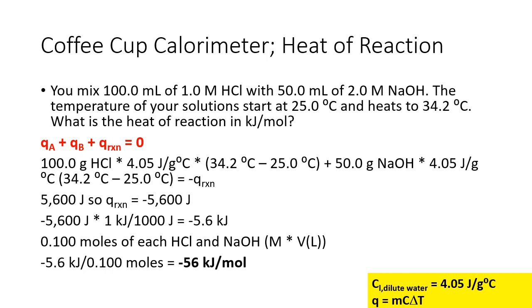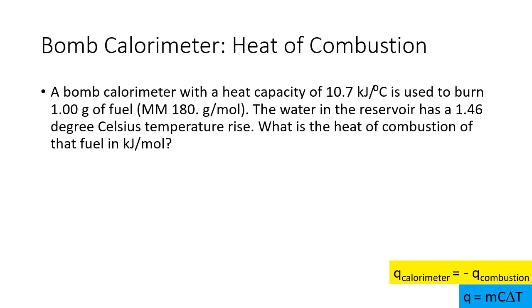Okay, moving on. We're going to do some bomb calorimetry. A bomb calorimeter with a heat capacity of 10.7 kilojoules per degree Celsius is used to burn 1 gram of fuel with a molar mass of 180 grams per mole. The water in the reservoir has a 1.46 degrees Celsius temperature rise. What is the heat of combustion of that fuel in kilojoules per mole?